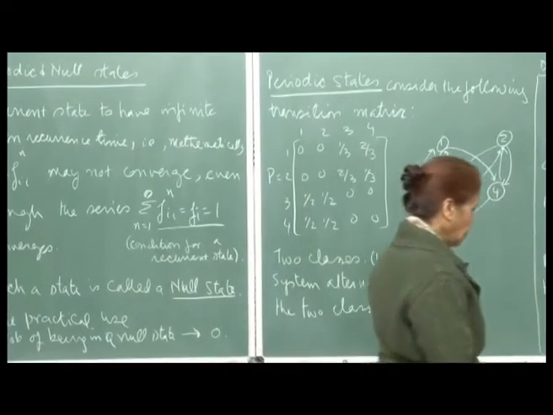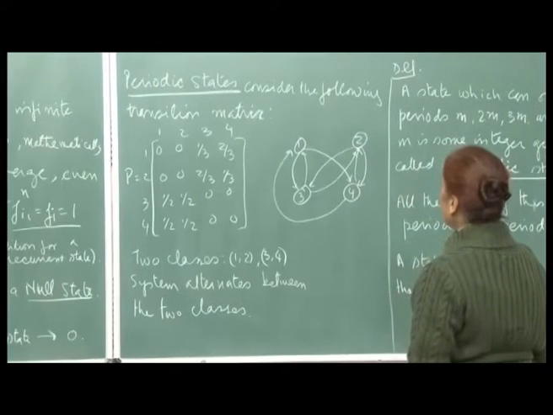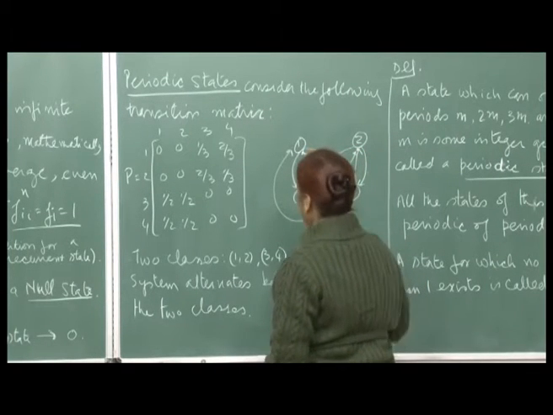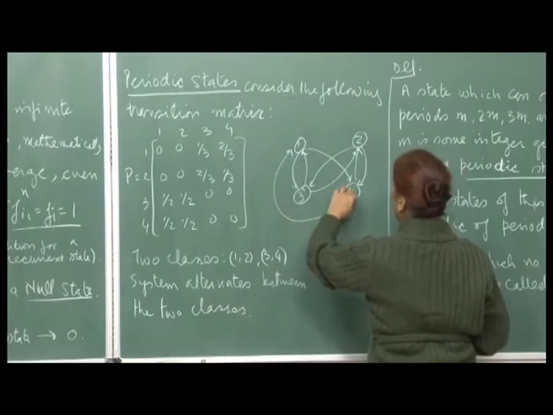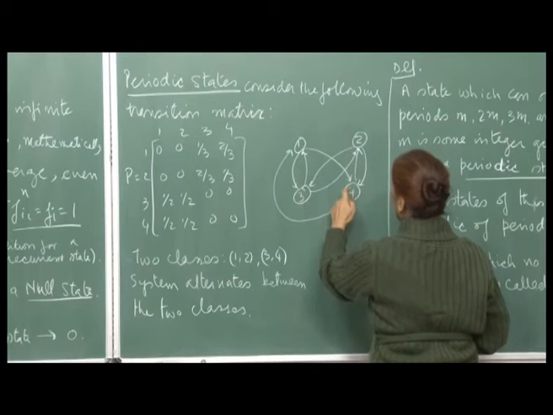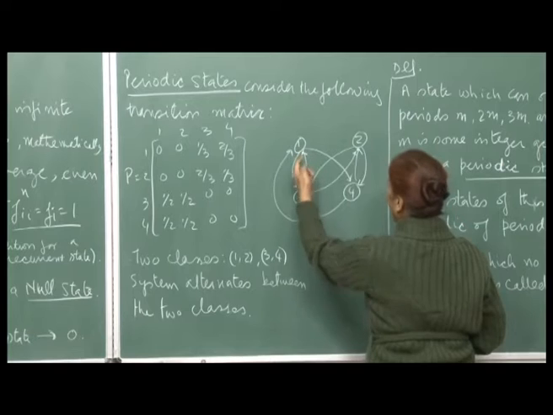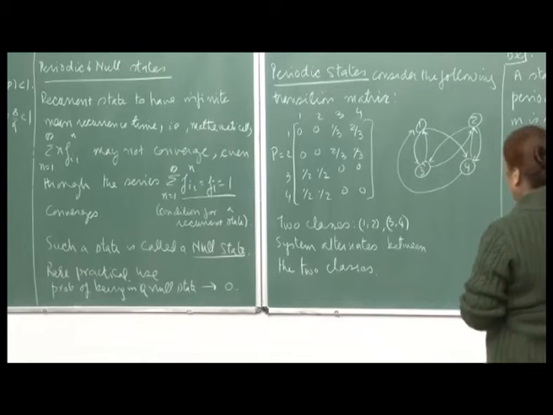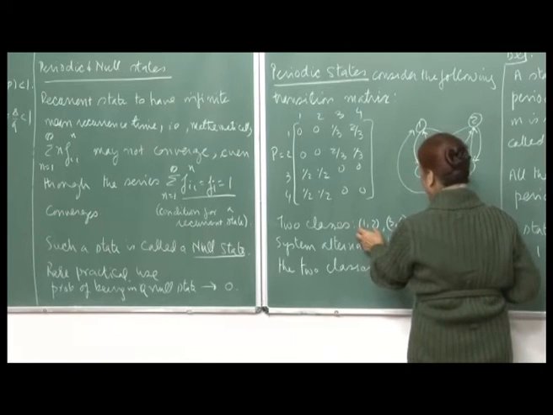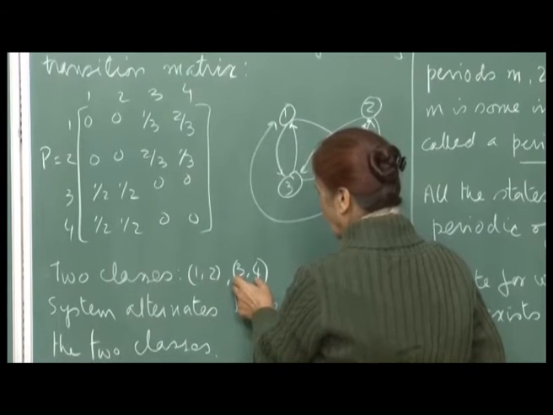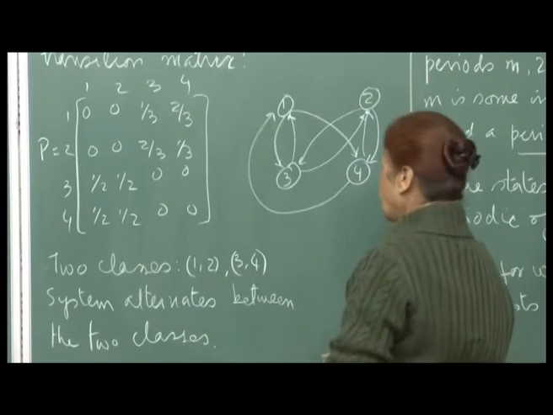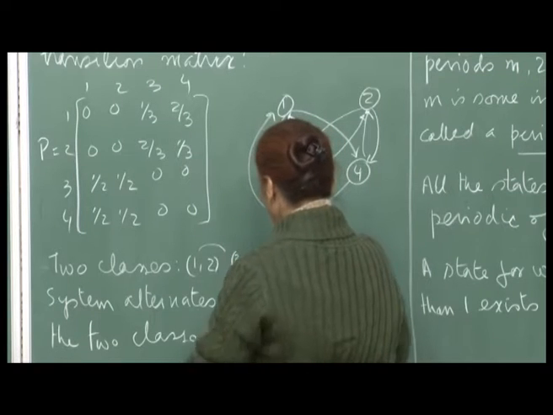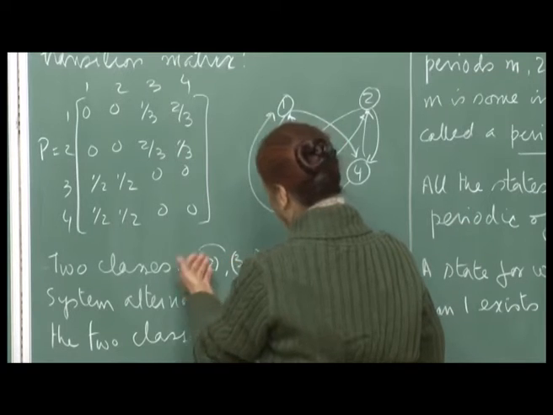Now, let us talk about periodic states. Consider the following transition matrix, and this is the corresponding transition diagram. You can see immediately from here that from 1 you will either go to 3 or to 4, and also from 2 you will go to 3 and to 4. Then again from 3 you may go to 1 or to 2, and from 4 you may go to 1 and to 2. So, there are 2 sets, you can immediately see, because there is no communication among the states here and among the states here, but you have communication between the states of this set and this set, and vice versa.